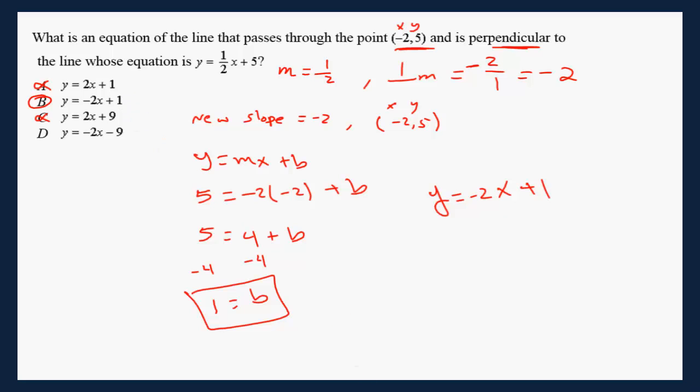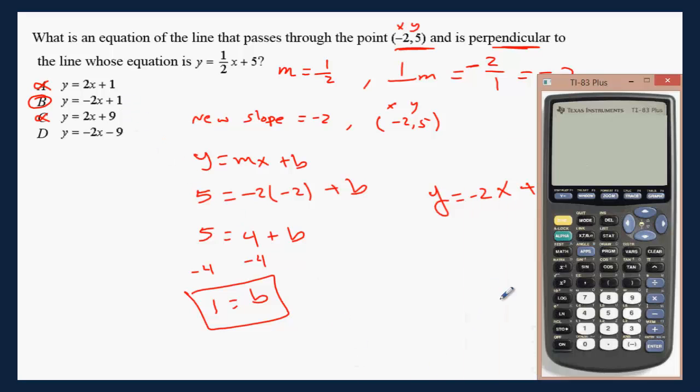The third way to do this kind of problem is graphing it. If you graph this one here, -2x plus 1, and go to the table, you see that when x equals -2, you go up, and you see the point (-2, 5) is in here.